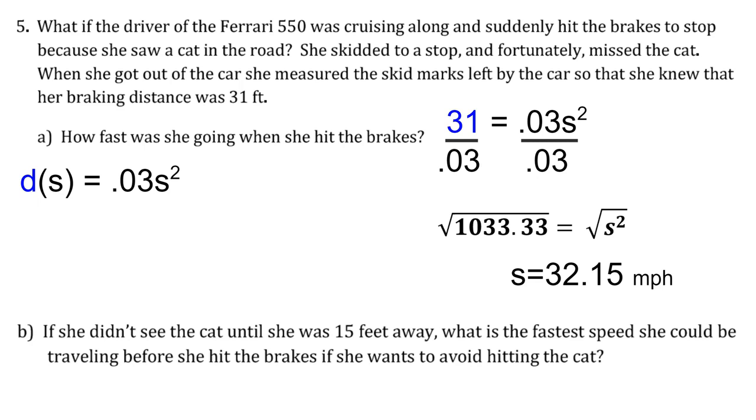Same type of question in question B. You would follow the same process, substituting 15 in for distance and then the same steps to solve. So pause the video and try this if you haven't already. So you've already tried to solve question B using the process you saw from question A. The answer you should get would be 22.4 miles per hour.